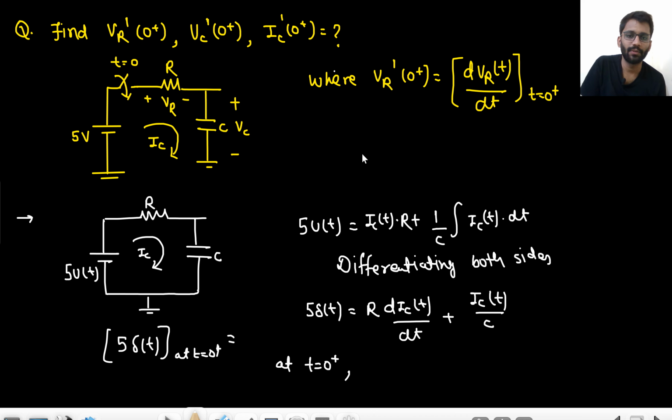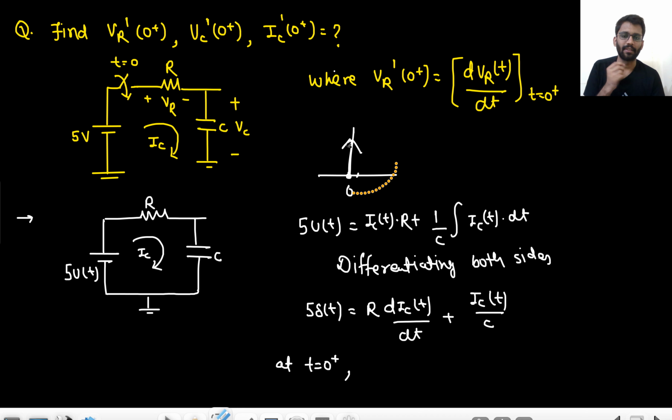Why so? What is the graph of 5 delta t? This is the graph of 5 delta t. It is only at t equals to 0. At t equals to 0 plus, what will happen? It will go down to 0 only, right? So let's write it on the next page.